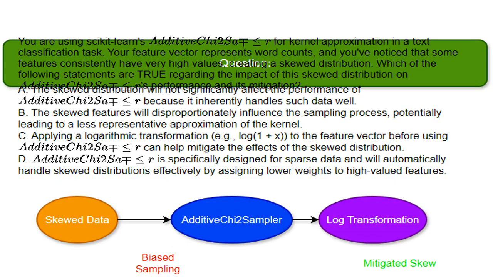When you have skewed data, it throws off AdditiveChi2Sampler. The extreme values will be disproportionately represented during the sampling. It's like trying to get a fair estimate of tree sizes from the forest example I just mentioned. If you only look at the giant trees, you'll have a severely inaccurate picture of the forest's tree sizes. This is the core problem. We're analyzing how a skewed distribution of data affects the AdditiveChi2Sampler and how we might fix the problem.